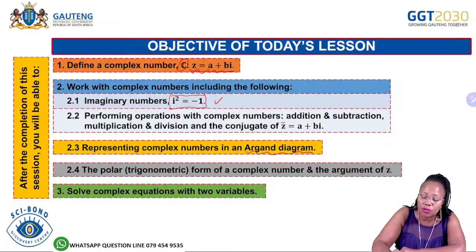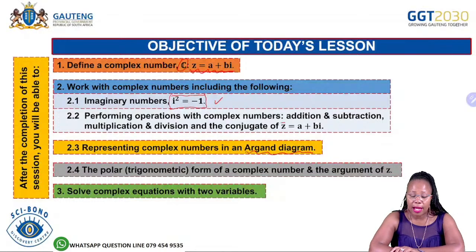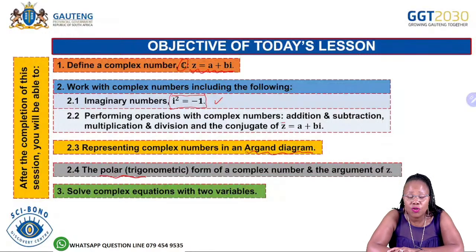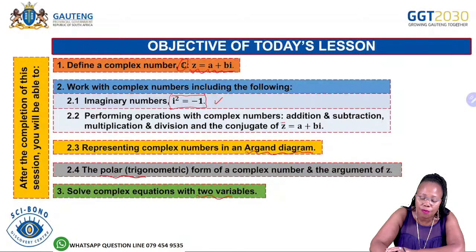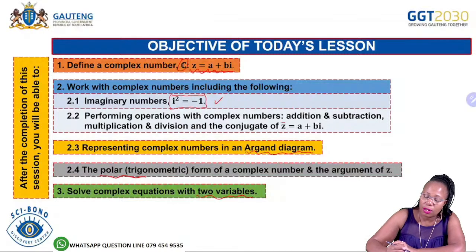So grade 12, you must also be able to represent this complex number on an Argand diagram. You must be able to write the complex number from the rectangular form to the polar form, and then by calculating an argument and finding the modulus of a complex number. And then lastly, you must be able to solve complex numbers with two variables. It's where we are having the application of simultaneous equations, solving two unknowns.